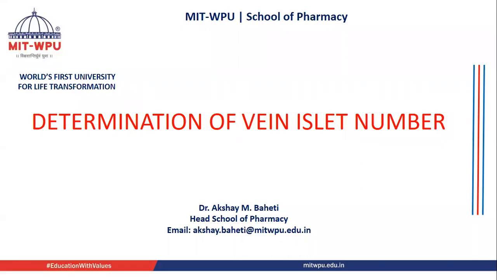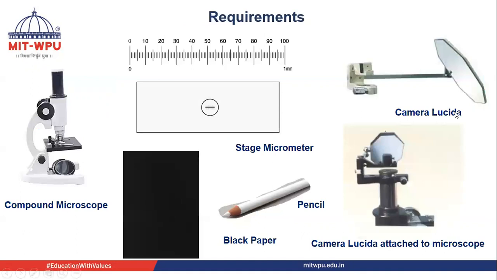Theme of today's practical is determination of Vein islet number. Requirements: we need a compound microscope, a stage micrometer, a camera lucida, black paper and a pencil.